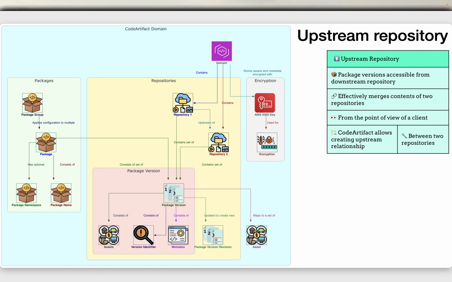Okay, last concept is upstream repository. One repository is upstream of another when the package version in it can be accessed from the repository endpoint of the downstream repository. This approach effectively merges the contents of the two repositories from the point of view of a client. Using CodeArtifact, you can create an upstream relationship between two repositories.